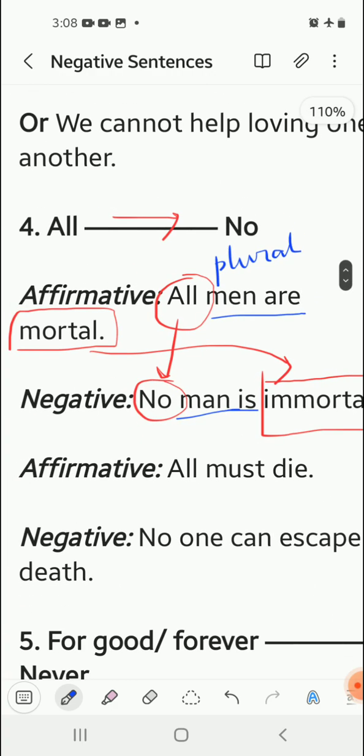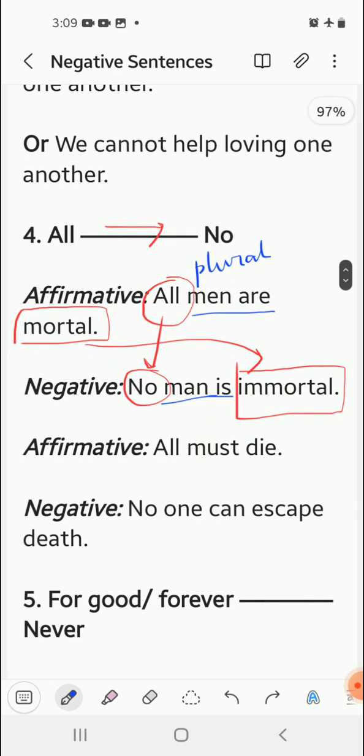So all men are mortal will become, because all gets changed to no, by default men will get changed to man, and henceforth are will get converted to is, for making the sentence grammatically correct. So it will become no man is immortal.